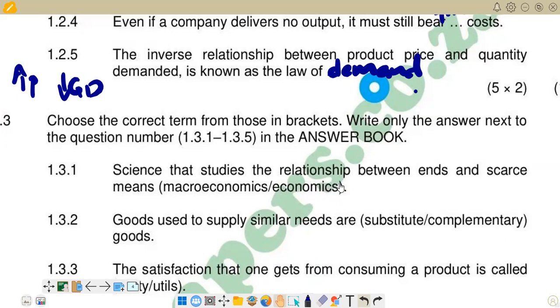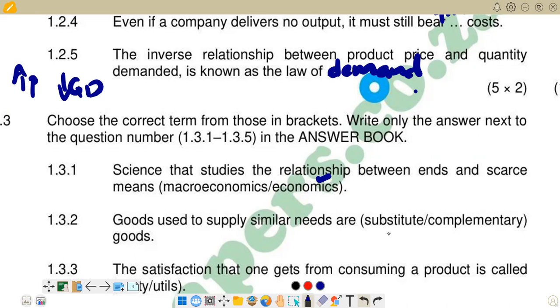Economics on its own is defined by this explanation that it is the science that studies the relationship between ends and scarce means. So in that 1.3.1, we are going to indicate economics as the most appropriate. So you've got economics there. Then we go to 1.3.2: goods used to supply similar needs are dash goods. We've got an option to make there between substitute goods and complementary goods.